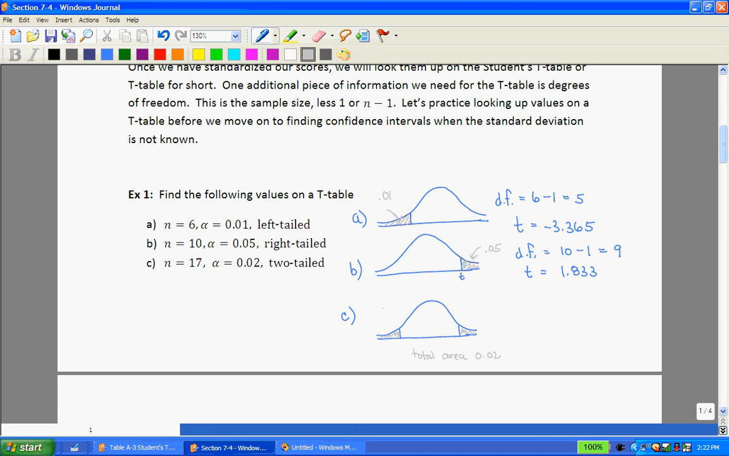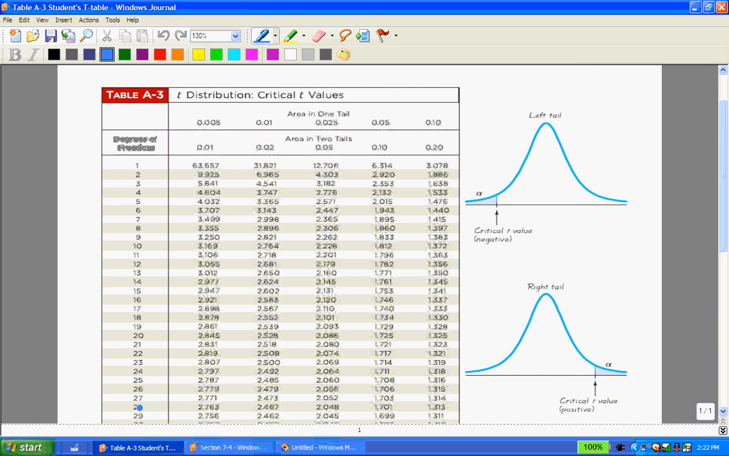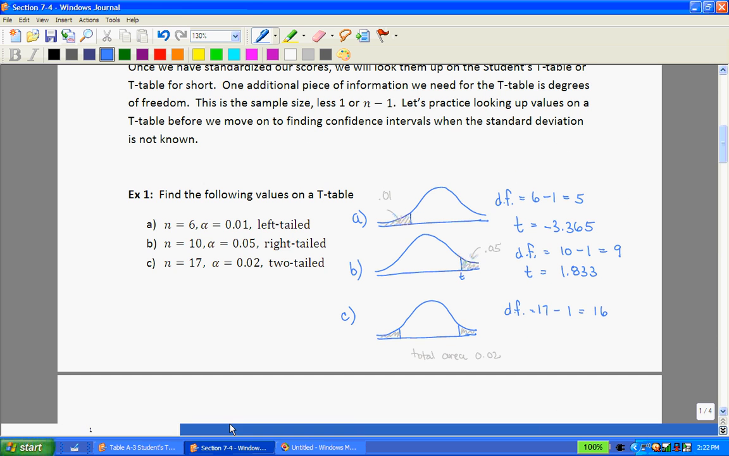And our table actually gives us both, and we end up with the same value. So the total area is 0.02 if I'm talking about both tails, or if I'm talking about a single tail, 0.01. But just like before, we still need our degrees of freedom, which will be 17 minus 1, or 16. So here on our table, I'll go down to 16. And area in two tails, notice how area in two tails is exactly the same as area in one tail, 0.01. So I'm here at this value, 2.583.